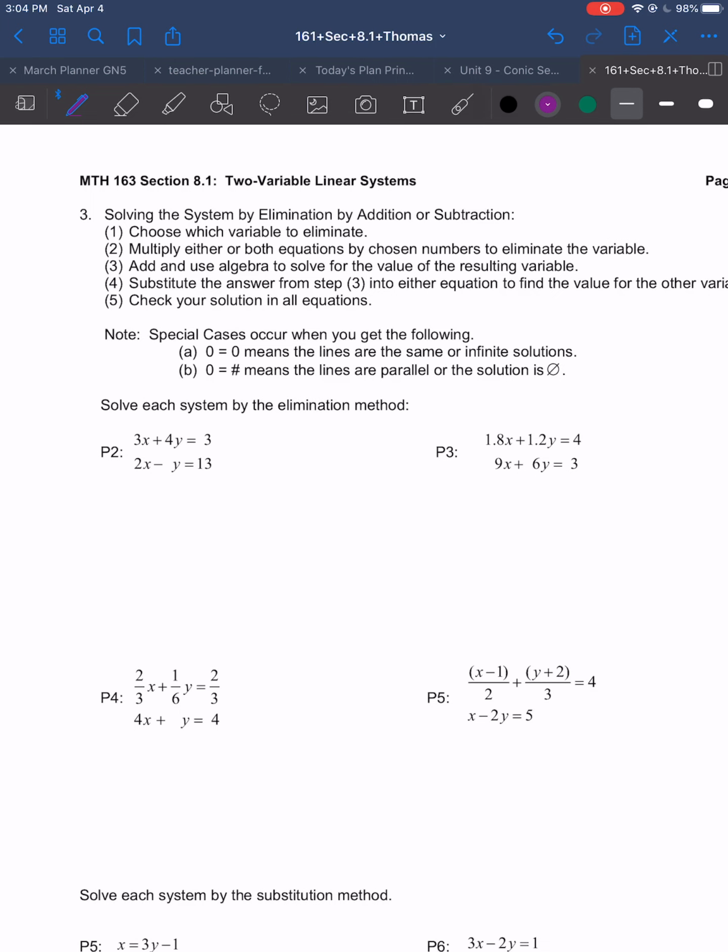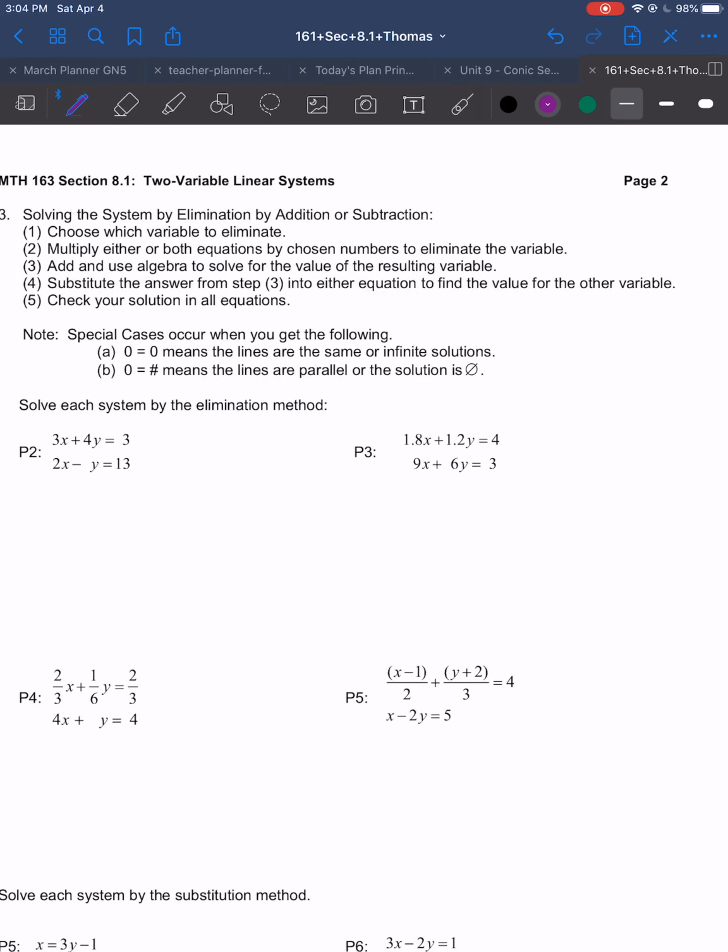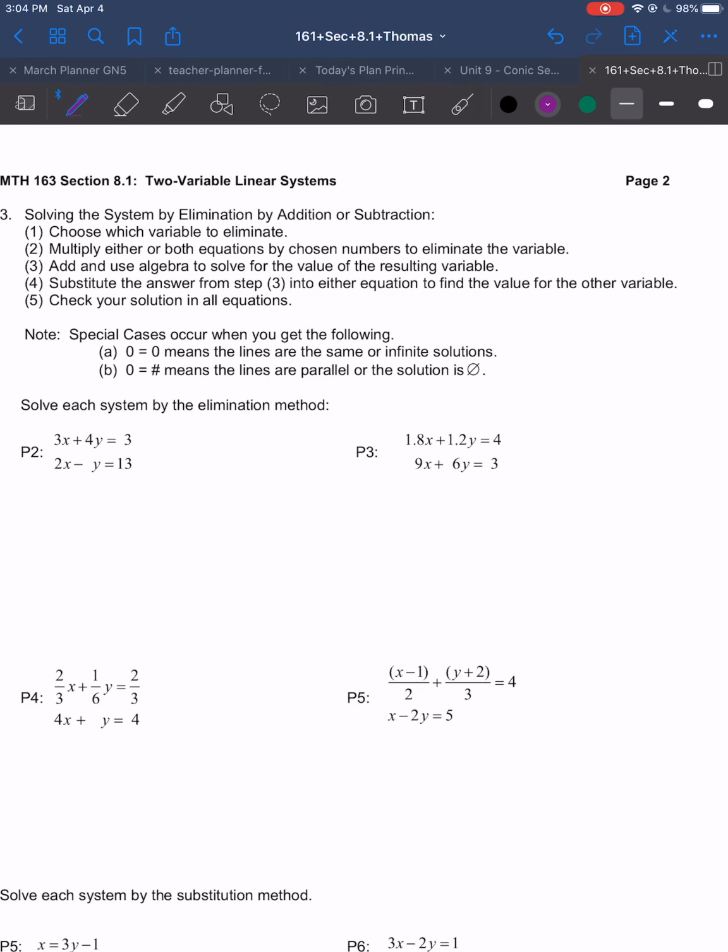Next, we are going to do elimination. So you're going to choose a variable to eliminate. You're going to make sure it'll eliminate nicely when you add them or subtract them. And then you're going to use algebra to solve for whatever variable we have left, and then plug it back in to find the other variable. Alright, so if you have 0 equals 0, that means the lines are the same, or you have infinitely many solutions. If you have 0 equals a number, that means they're parallel and you have no solution.